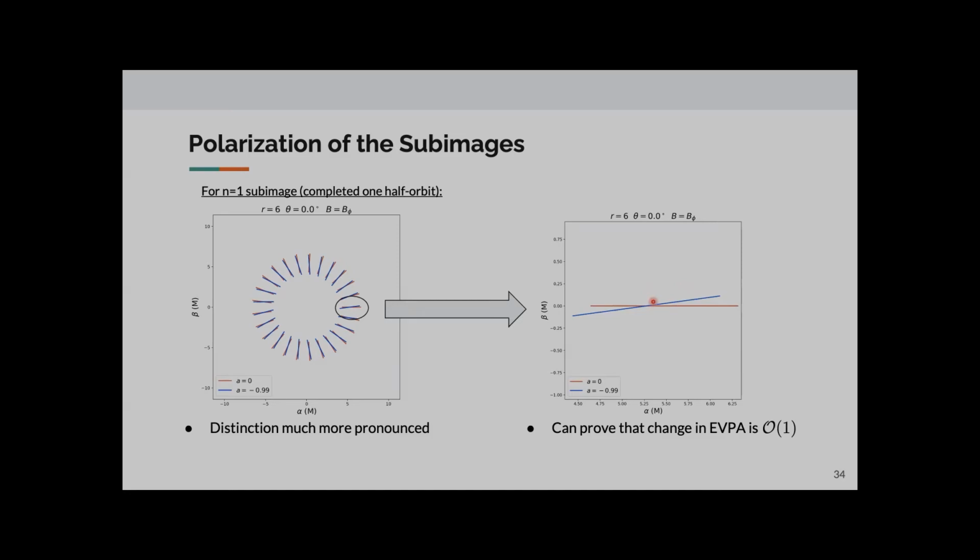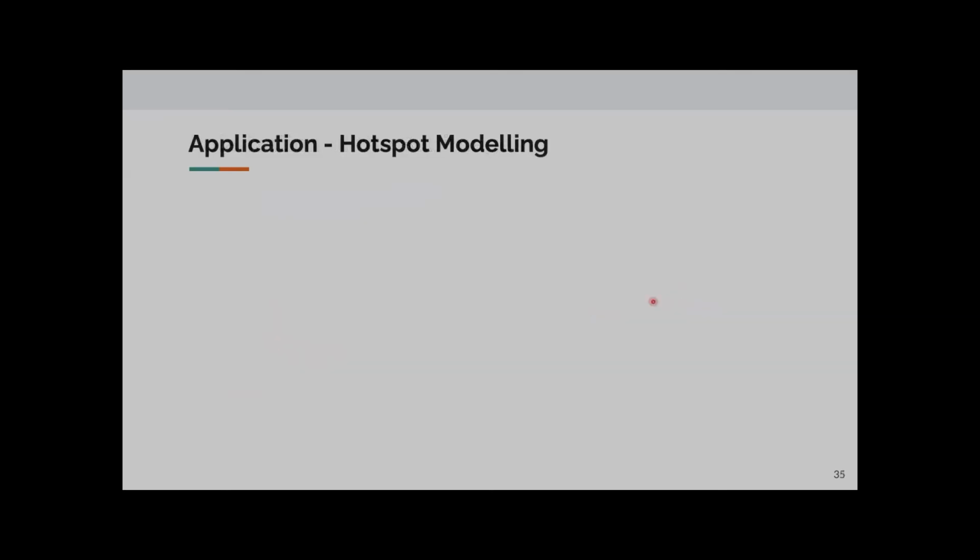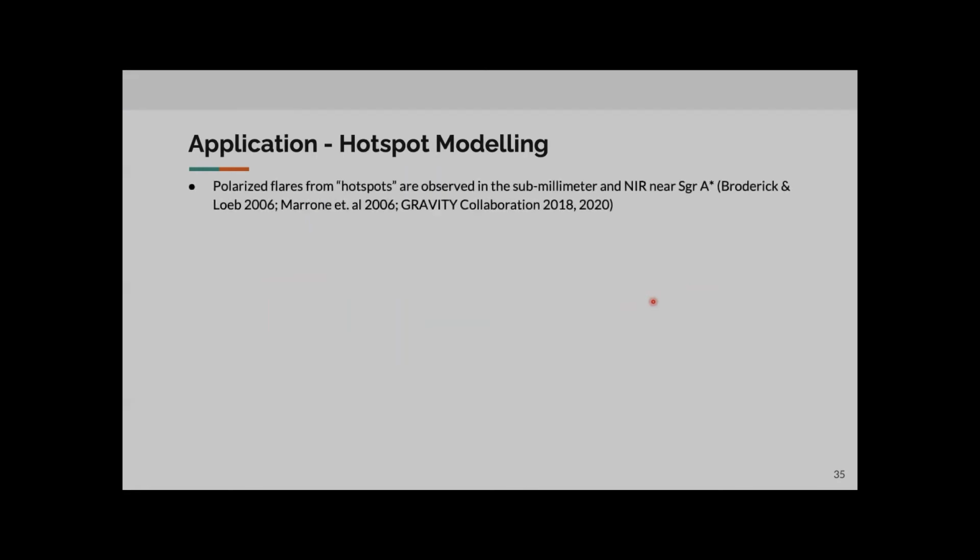Okay, so now that we have an understanding of how polarization is affected by these various different factors, we can apply this toy model, as we did with adaptive ray tracing, to a number of different physical phenomena. The first such application of the toy model comes from hotspot modeling. So we know that polarized flares from hotspots are observed in the submillimeter and near infrared near the galactic center, Sagittarius A star. And we can apply our model very naturally to these hotspots.